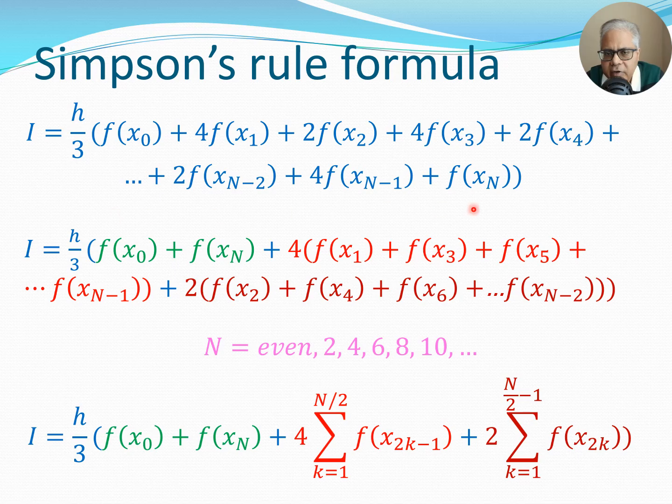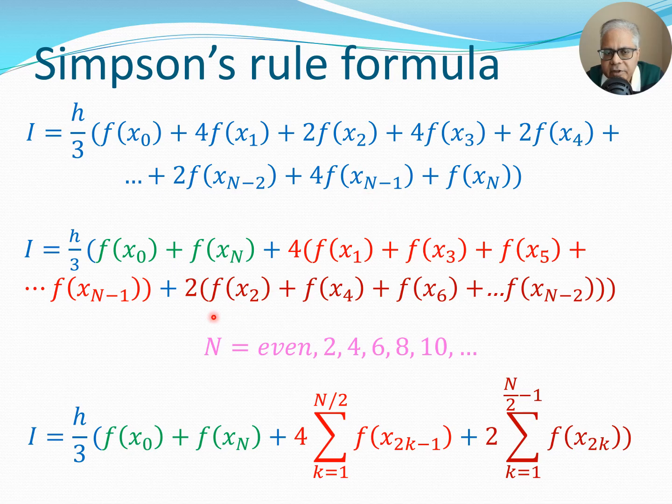I have again written out the formula here in larger font, and what I have done is bring certain terms together. For example, we have f(x0) and f(xn) here, the first and the last terms. Then I have brought in all the terms which involve the coefficient 4. So here I have f(x1), f(x3), and also there will be f(x5) and so on. And I will finally have f(x n minus 1) from this here.